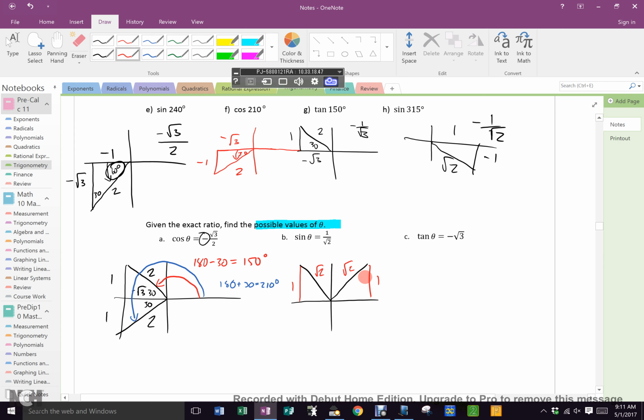So since it's 45, 45, 90, where are the two 45s? There and there. What is red theta? 45, because it's the same. What is blue theta? And what's blue theta? 135. It's 180 minus 45. Is everybody cool? All right.